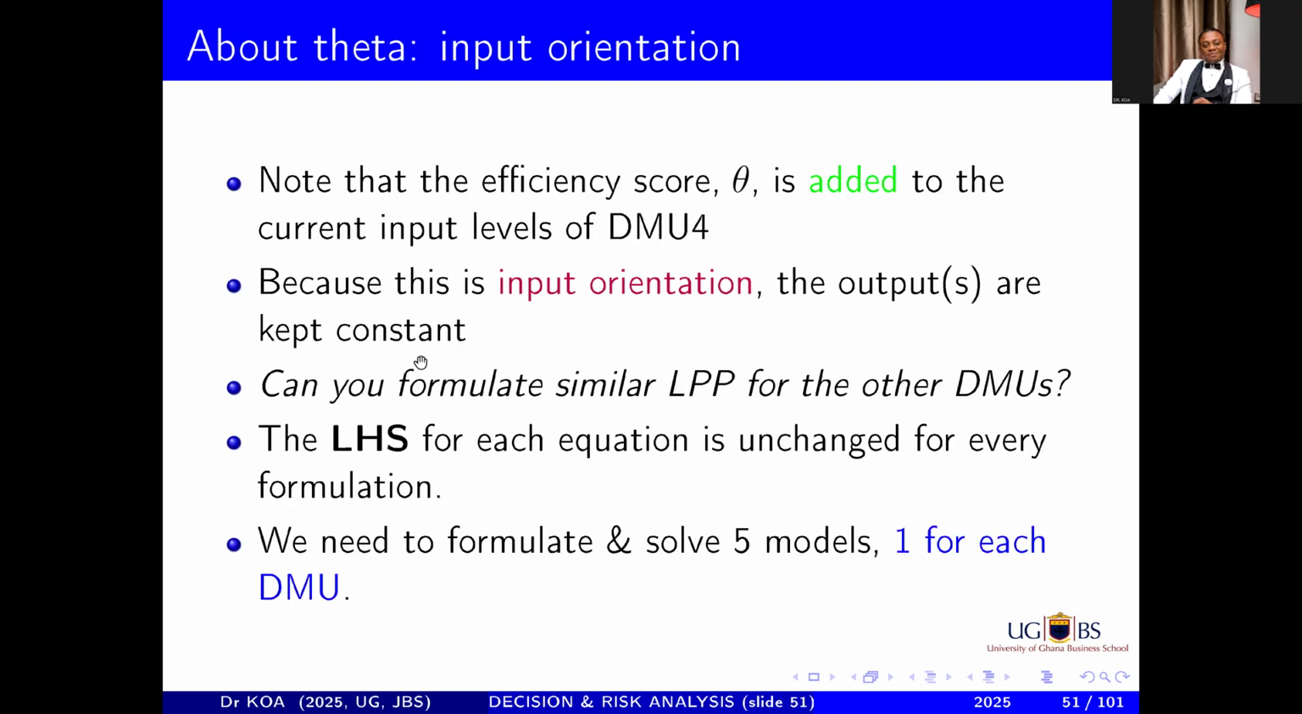Okay. The next thing to note is that you can formulate a similar linear program for any other DMU. I've said it already. The left-hand side of each equation will not change for every formulation. I said that before. All you have to do is make a small change on the right-hand side. But the key point is that you will have to formulate and solve these 5 models because there are 5 firms, 1 for each DMU. But in real life, you are not doing that because the software is doing that. Even if it's 1 million firms, it's doing all of them one at a time, but it does it quickly for you.